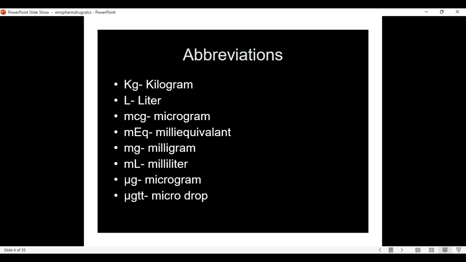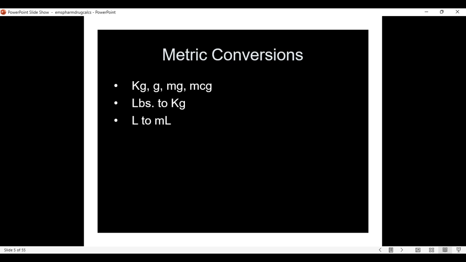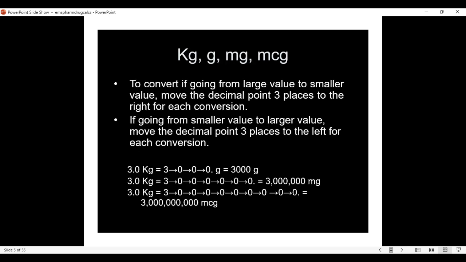Microgram could be written with a special M, so you don't confuse it with milligram. And the micro drop is the special M with GTT. Okay, conversion. We're going to convert kilograms to grams to micrograms. Sorry, milligrams to micrograms. And then we'll convert pounds to kilograms and liters to milliliters.